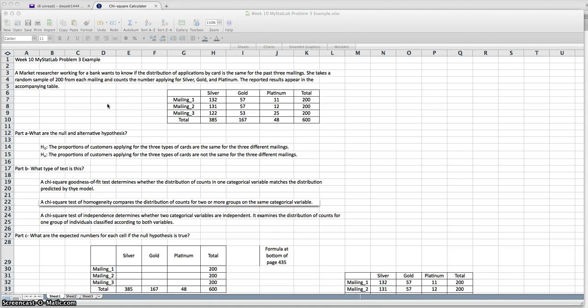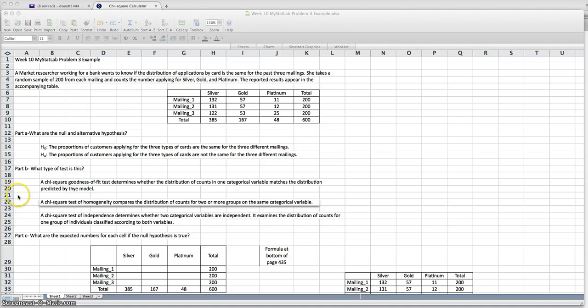What are the null and alternative hypotheses? Well, it asks us if they are the same. So that leads us to our null hypothesis that the proportions of customers applying for the 3 types of cards are the same for the 3 different mailings. On the other side of that, our alternative hypothesis, the proportions of customers applying for the 3 types of cards are not the same for the 3 different mailings. So there we have it, part A.